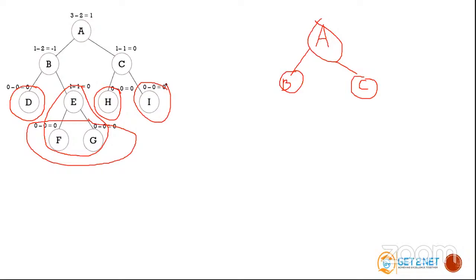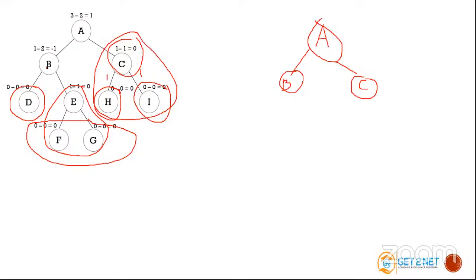Now let's see further. In the C, in this C part, C node. In C node, the left subtree height is 1. The right subtree height is 1. 1 minus 1, it's 0. Yeah, it is balanced. The C is balanced. Means this subtree is totally balanced.